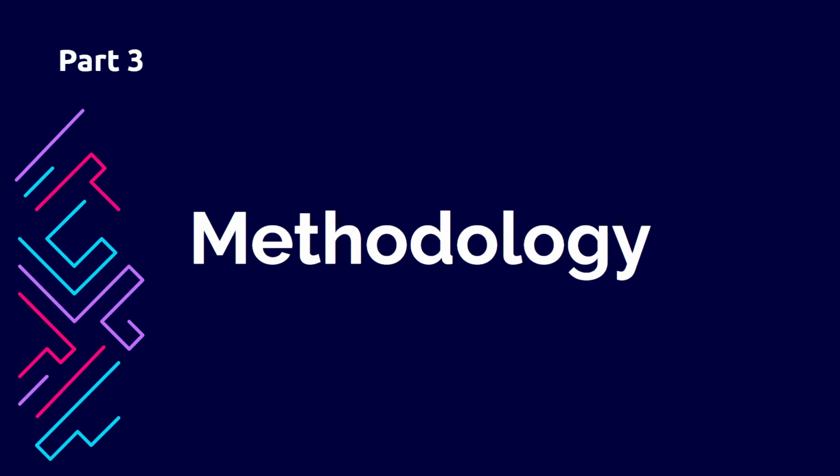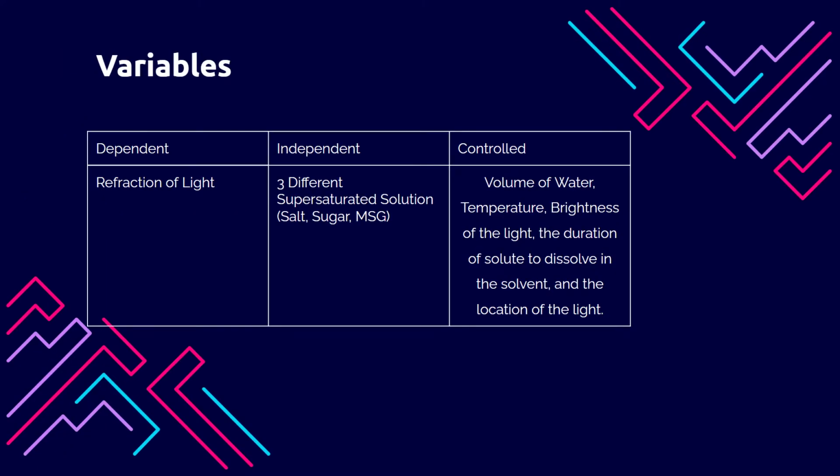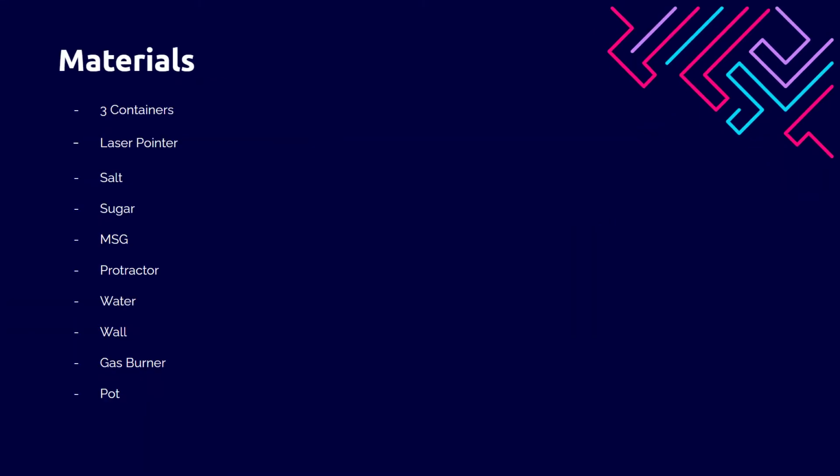Part 3, Methodology. Variables. Dependent variable: refraction of light. Independent variable: three different supersaturated solutions. Controlled variables: volume of water, temperature, brightness of the light, the duration of the solute to dissolve in the solvent, and the location of the light. Materials: 3 containers, laser pointer, salt, sugar, MSG, protractor, water, wall, gas burner, and pot.